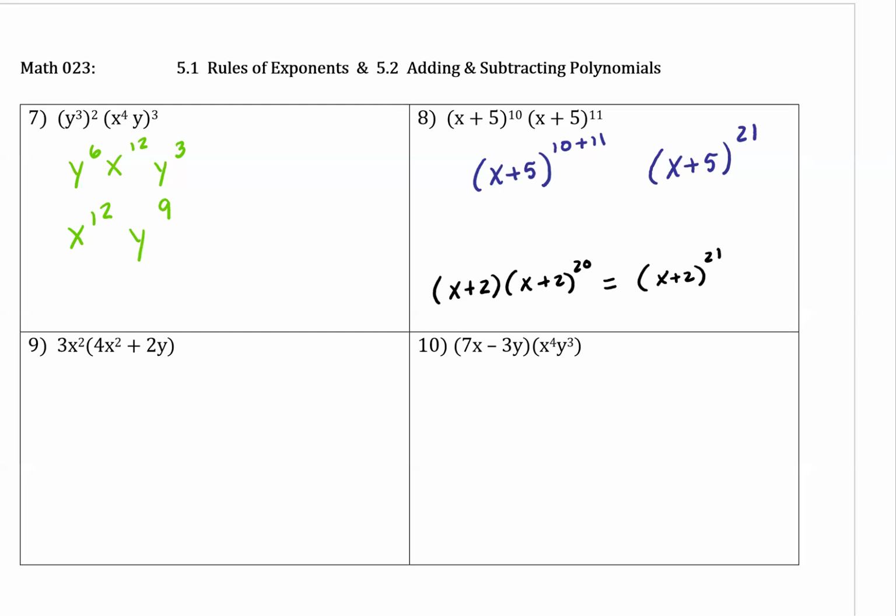All right, number 9. We're going to distribute. So we're going to have 3x squared times 4x squared plus 3x squared times 2y. 3 times 4 is 12. X squared times x squared is x to the fourth. 3 times 2 is 6. X squared y.